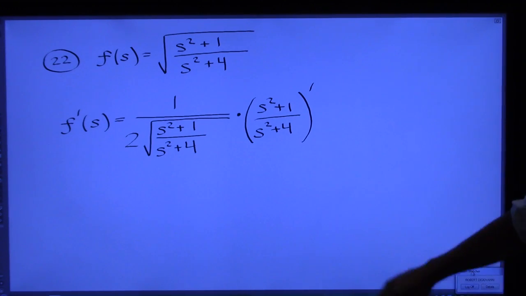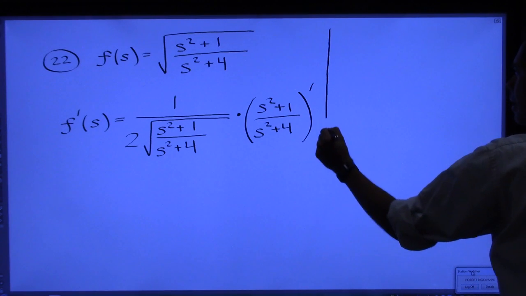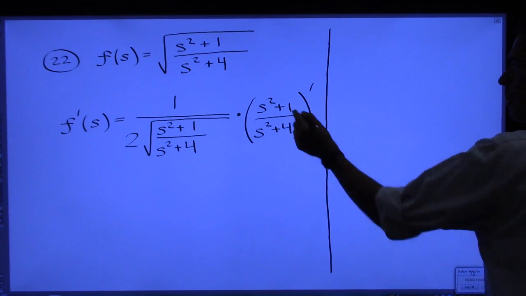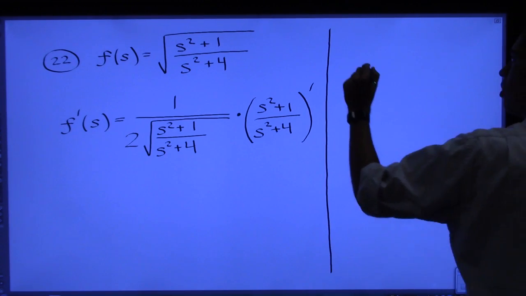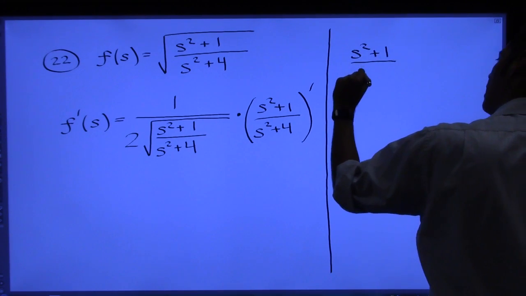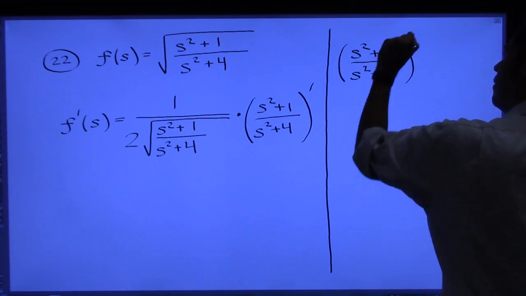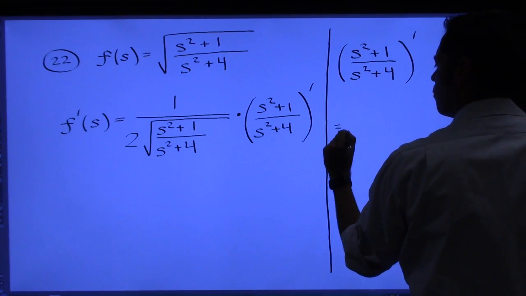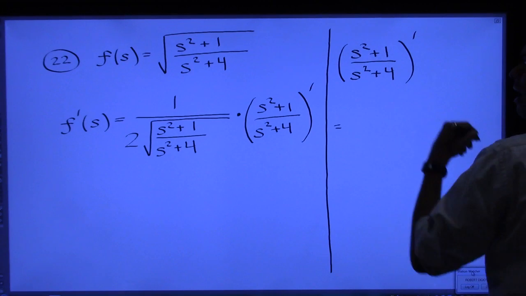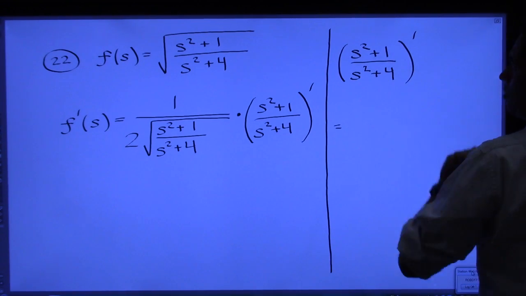Now the reason why I left it like this is because when we look at that, we should realize that is going to require a quotient rule. So I need to do this on the side, some scratch work. I have (s squared plus 1) over (s squared plus 4). I'm taking the derivative of this. So quotient rule says it's going to be the derivative of the top times the bottom minus the derivative of the bottom times the top all over the bottom squared.